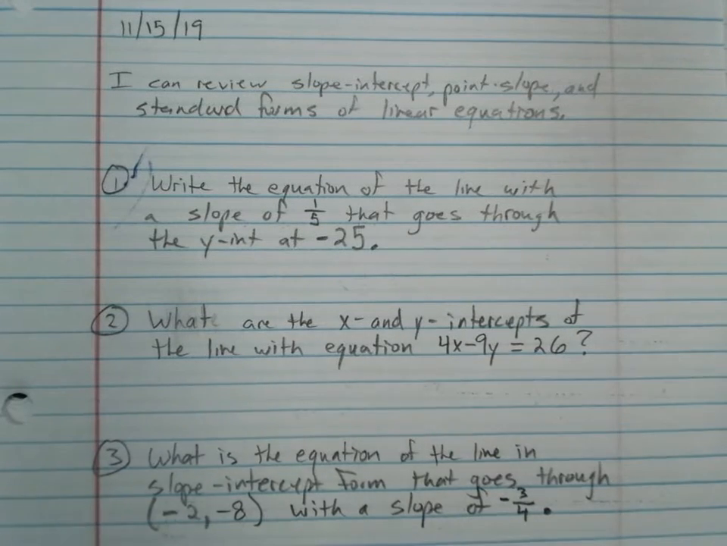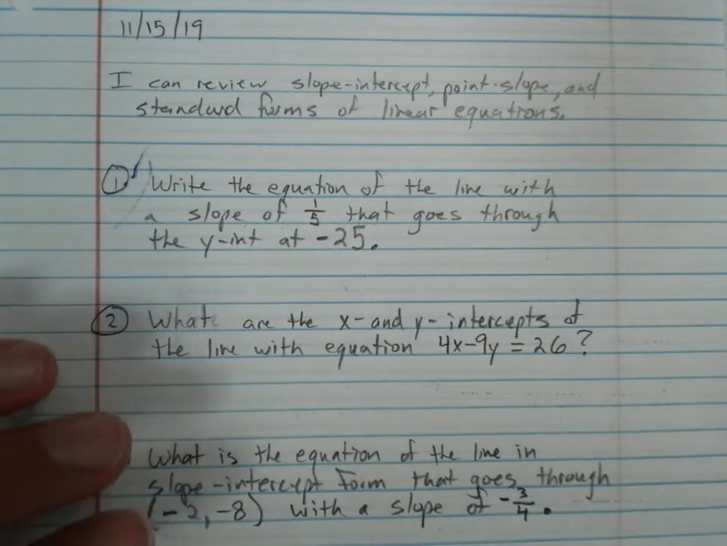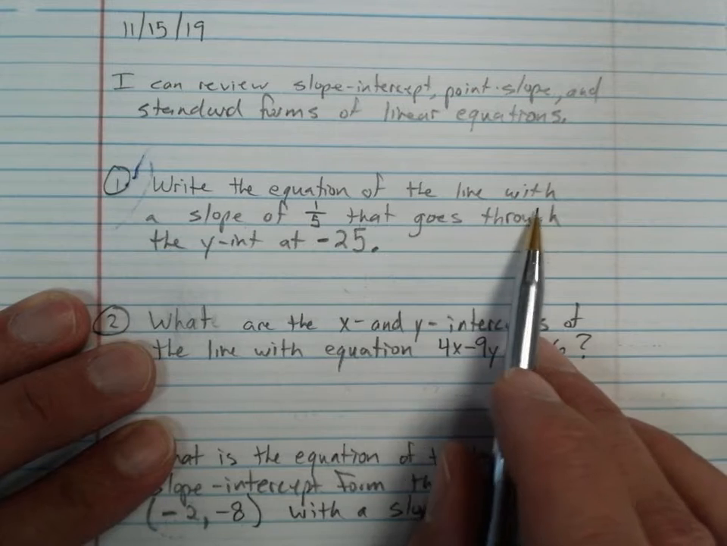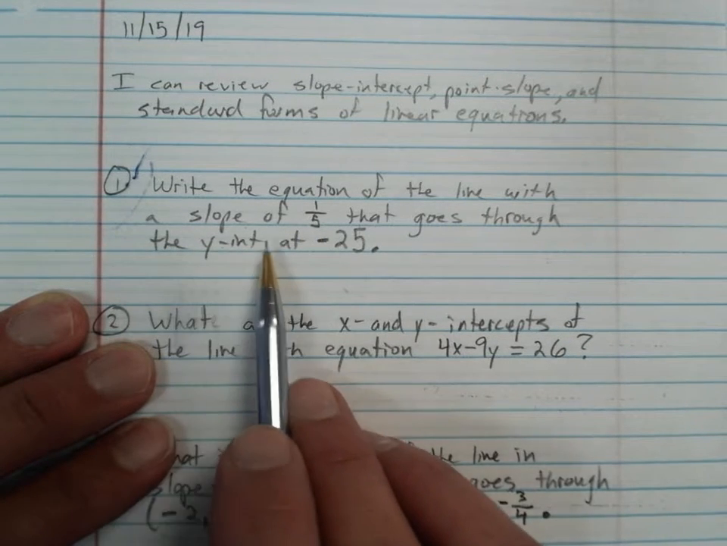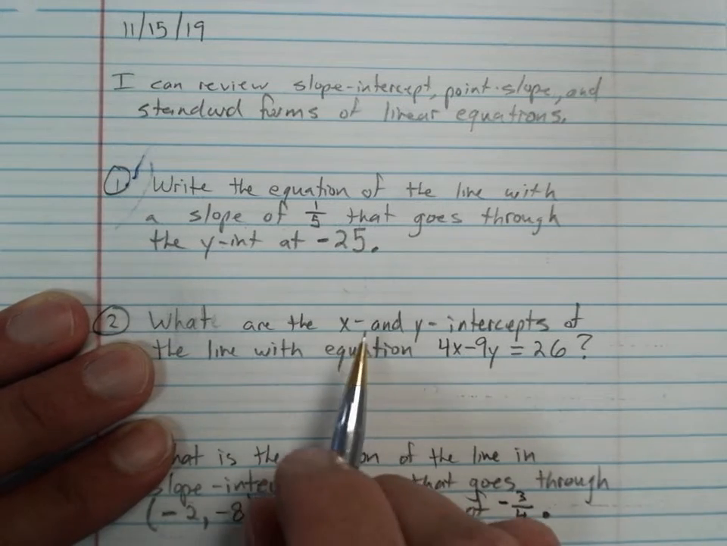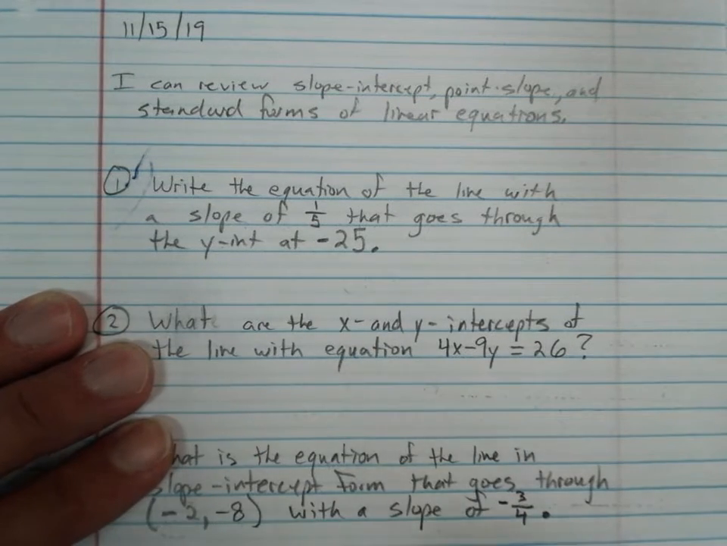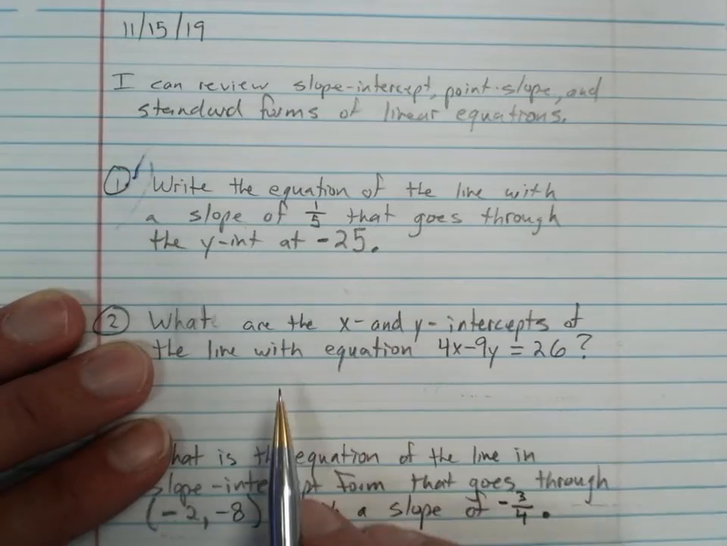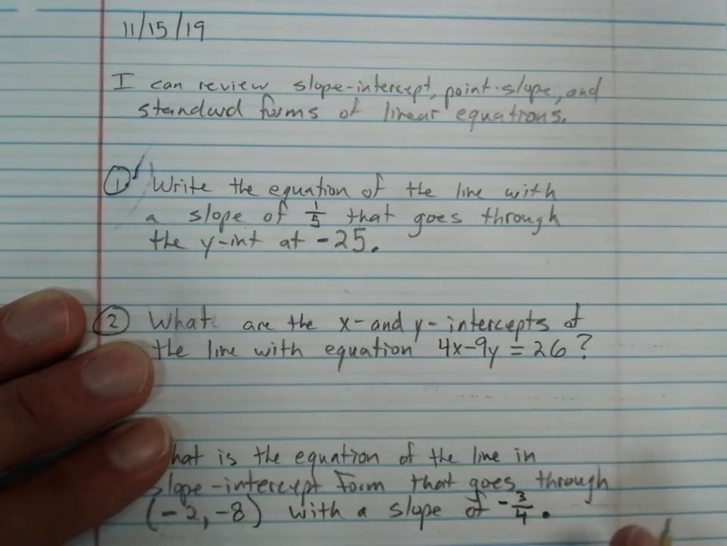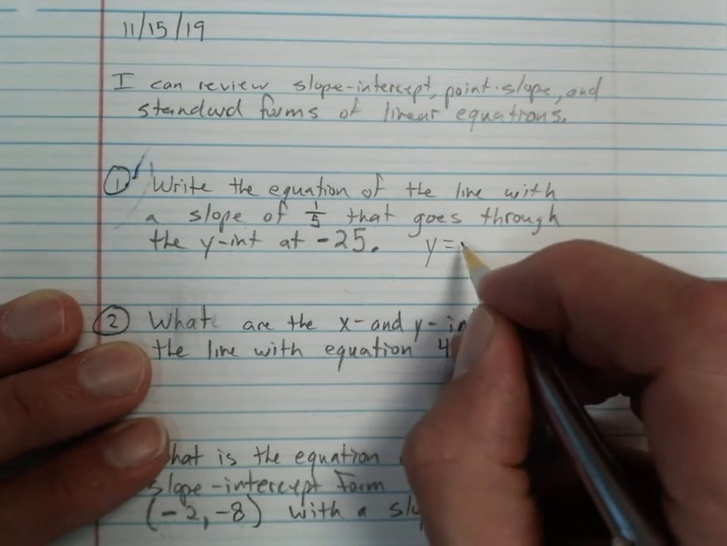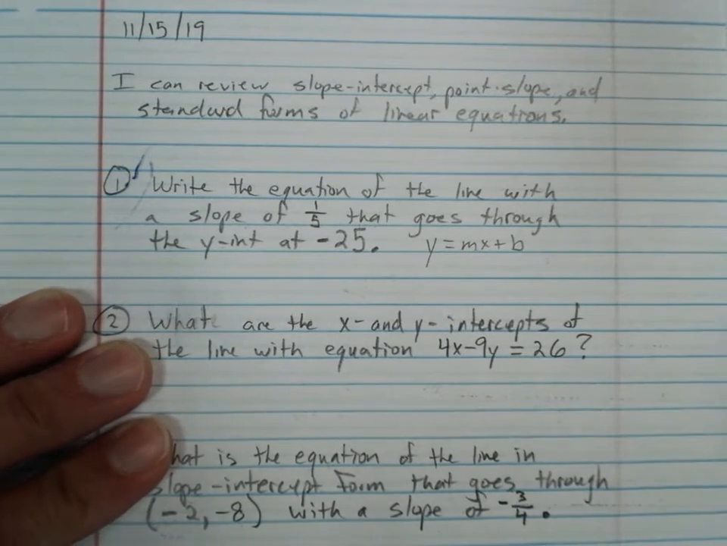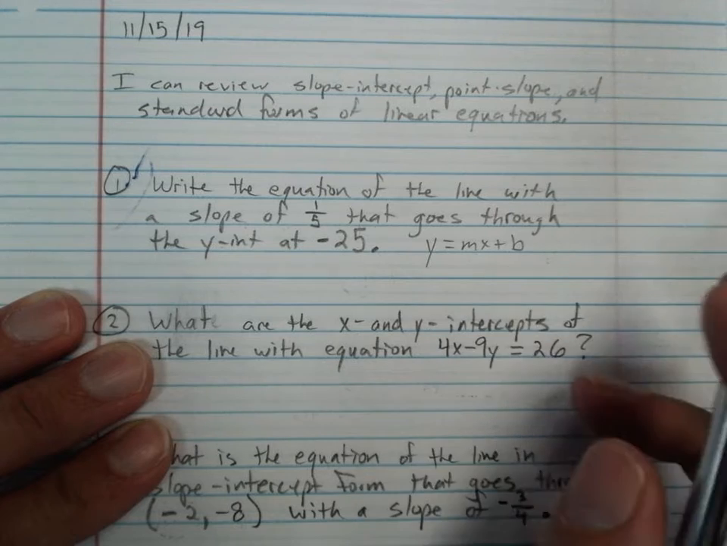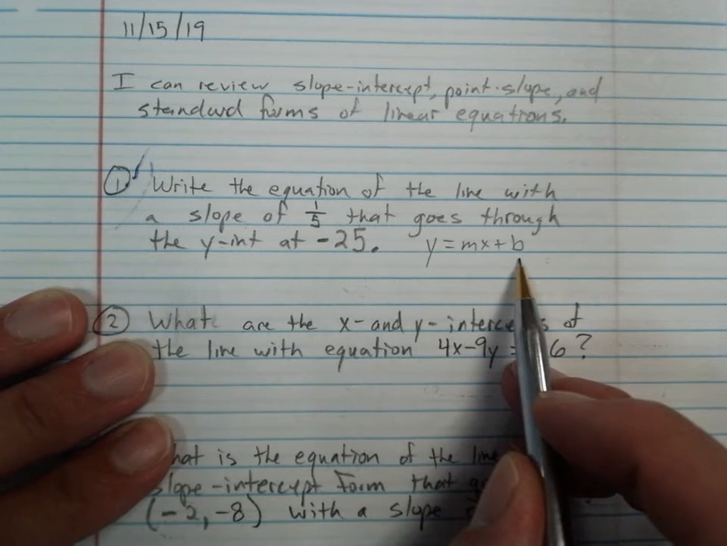So just for the first one. The first one is write the equation of the line with a slope of 1/5 that goes through the y-intercept at -25. My hope is that in seeing the slope and knowing the y-intercept, you know that this is a y equals mx plus b scenario, okay? Where m is the slope, b is the y-intercept.